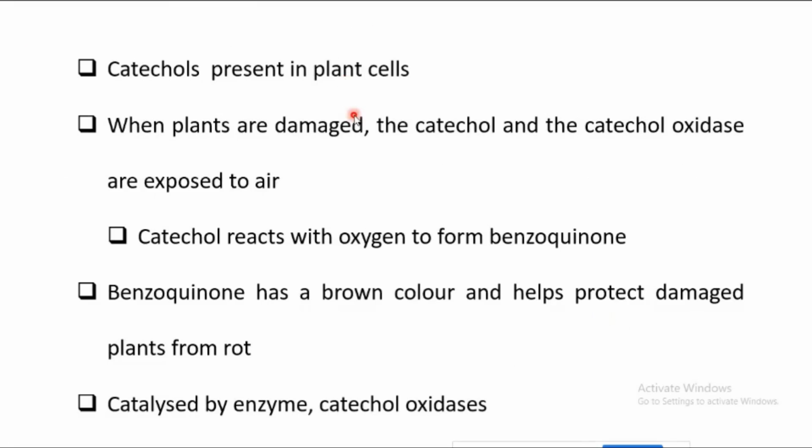Catechols are present in plant cells. When plants are damaged, the catechol and the catechol oxidases are exposed to air. So catechol reacts with oxygen and produces benzoquinone. Benzoquinone has a brown color and helps the damaged part of the plant to recover. So it is catalyzed by the enzyme known as catechol oxidase.